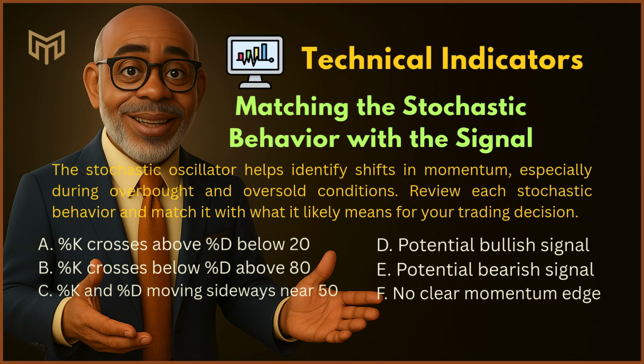On the right, you have three possible interpretations. D, potential bullish signal. E, potential bearish signal. F, no clear momentum edge. Match each behavior with the most appropriate trading meaning. You have 10 seconds to record your answers.